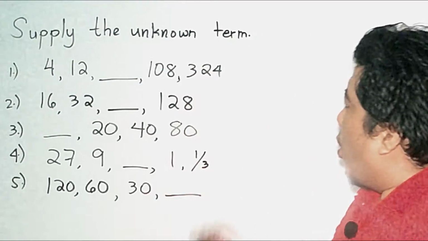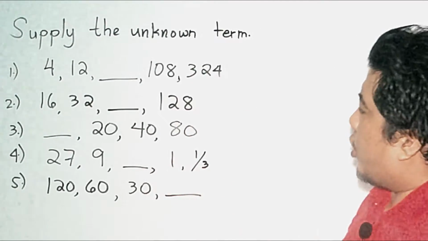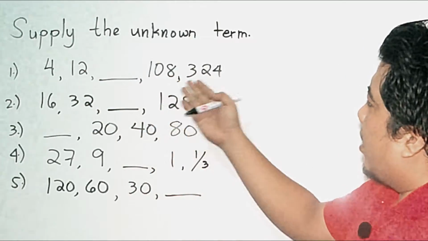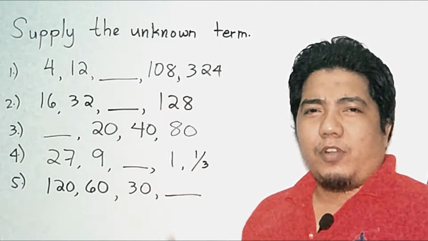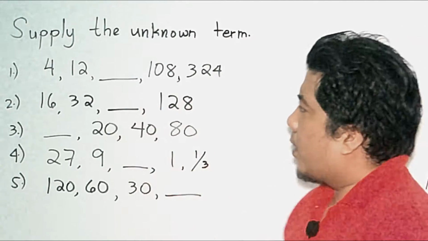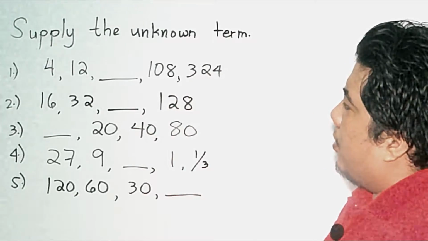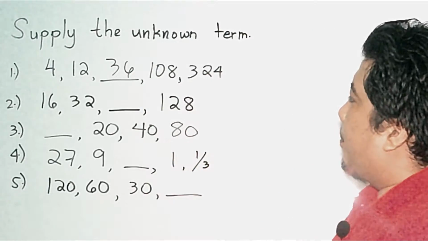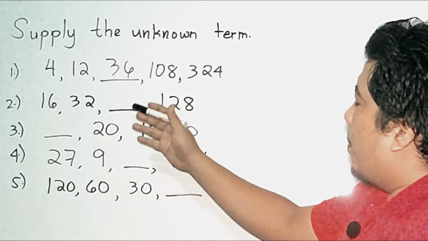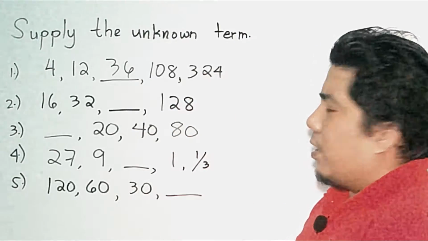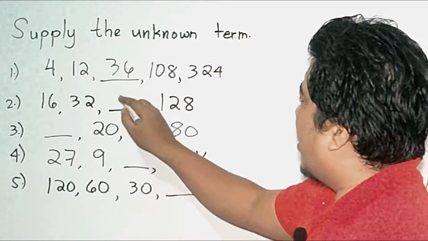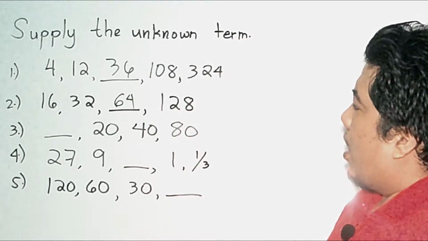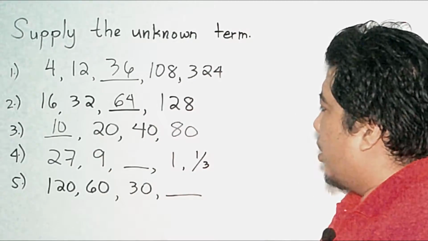Next, we have here supply the unknown term. 4, 12, blank, 108, 324. In order for this to become a sequence, we need to consider the number 36. For the second example, we have 16, 32, blank, and 128. The number in the blank should be 64. Blank, 20, 40, 80. I think that should be 10.